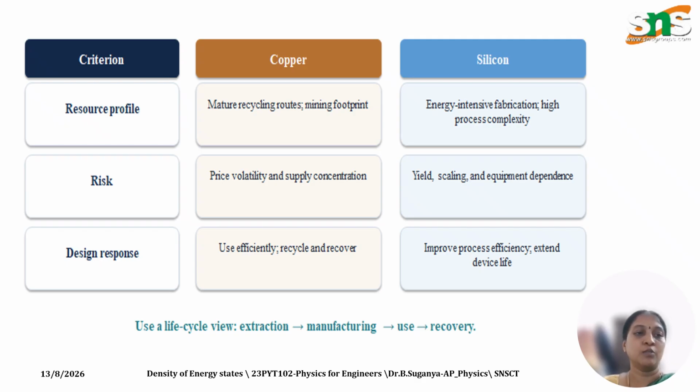So the final conclusion for this resource profile. For copper: mining and major recycling routes. But silicon has energy intensive fabrication and high process complexity. Then the risks are price variability and supply concentration, yield, scaling, and equipment dependence, which is for the silicon material. And the design response: use efficiently, recycle and recover, improve process efficiency, and extend device life.